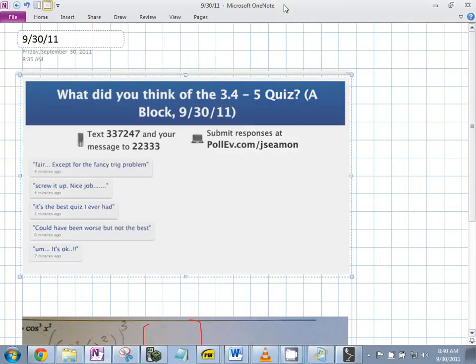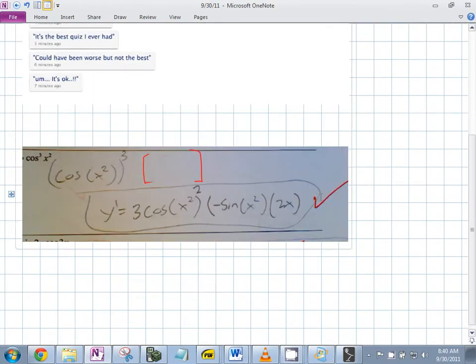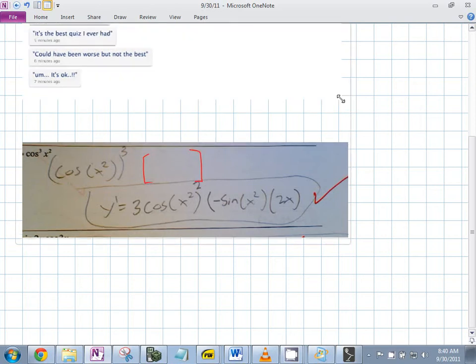So what did you think? It was fair, except for the fancy trig problem. There were like 100 fancy trig problems. Yeah. Screw it up. Nice job. It's the best quiz I ever had. Could have been worse, but not the best. It's okay. That's good. I think if you guys like the quizzes too much, it's kind of worse in a way. I'm gonna move that back so this lines up. There we go. It's a separate layer.